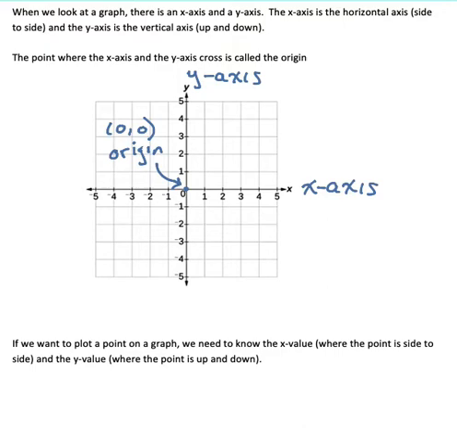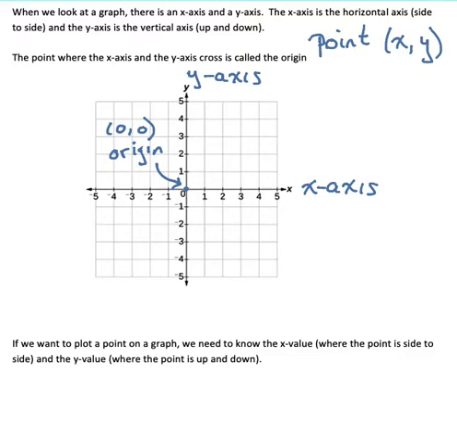Any point that we put on our graph, we have to name. And when we name a point, it gets a first name and a last name, just like you have a first name and a last name. The first name is the x value, how many we have to go side to side to get to that point. And then the second name is how many we have to go up and down to get to that point, the y value. So to name a point, we always have an x value and then a y value. And that's how we name our points.